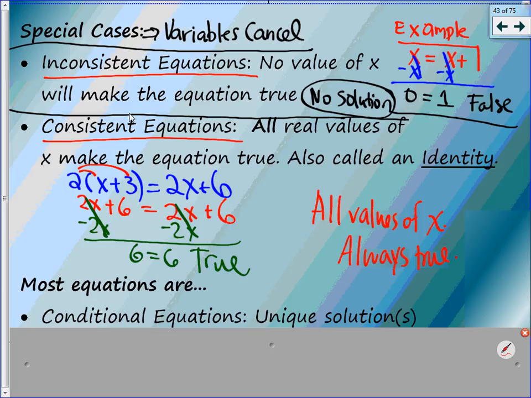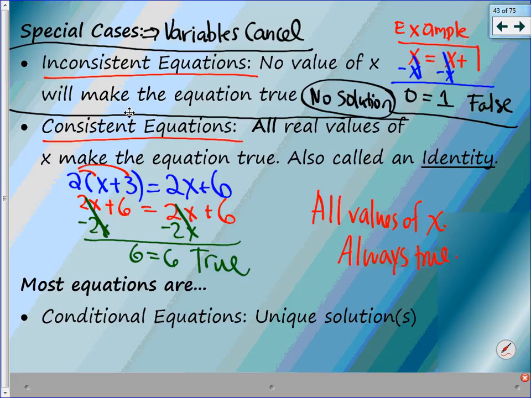So this is what happens when the variables cancel. You have one or two things happening. Everything else is called a conditional equation. So everything else that we solved was conditional, meaning it is going to work only with one answer, a unique solution. So that would be like x plus 7 equals 10, x equals 3. That is what we have been solving, our conditional equations. All right, so 3 different types of equations. Any questions?